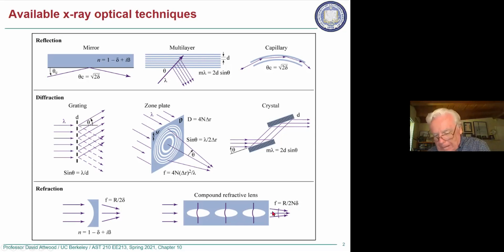Okay? So we often call them a Snigarev lens, but many others call them compound refractive lenses. Any comments?